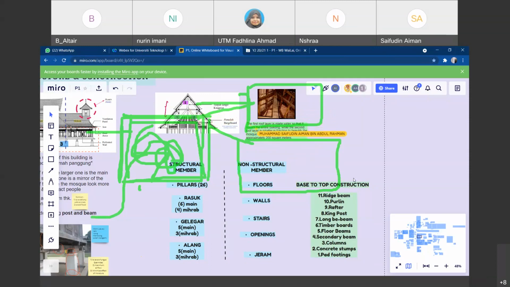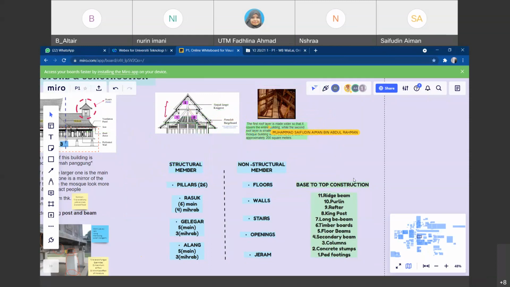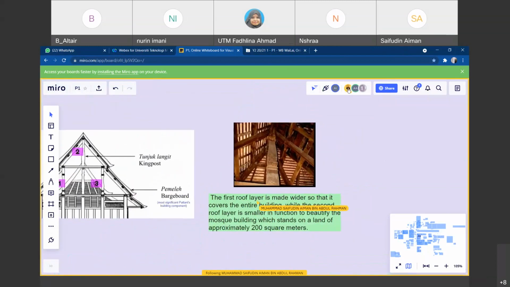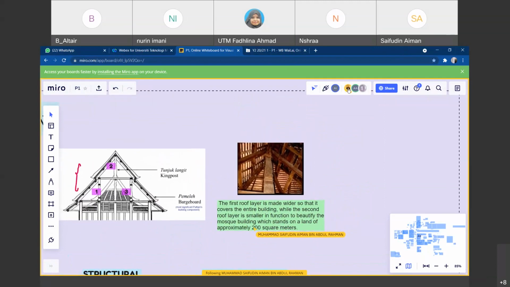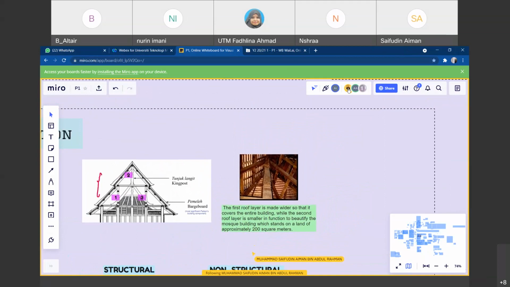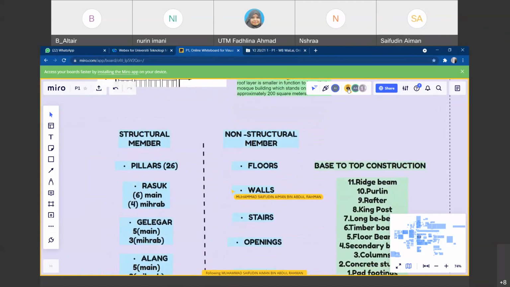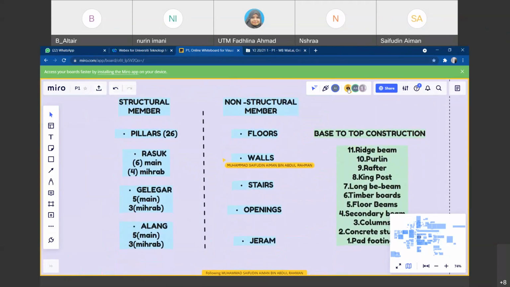Okay, the first roof layer is wider because it covers the entire building, while the second roof layer is smaller. The function is only to beautify the mosque, which stands on a land of approximately 200 square meters. Then I will explain about the structural members and non-structural members.